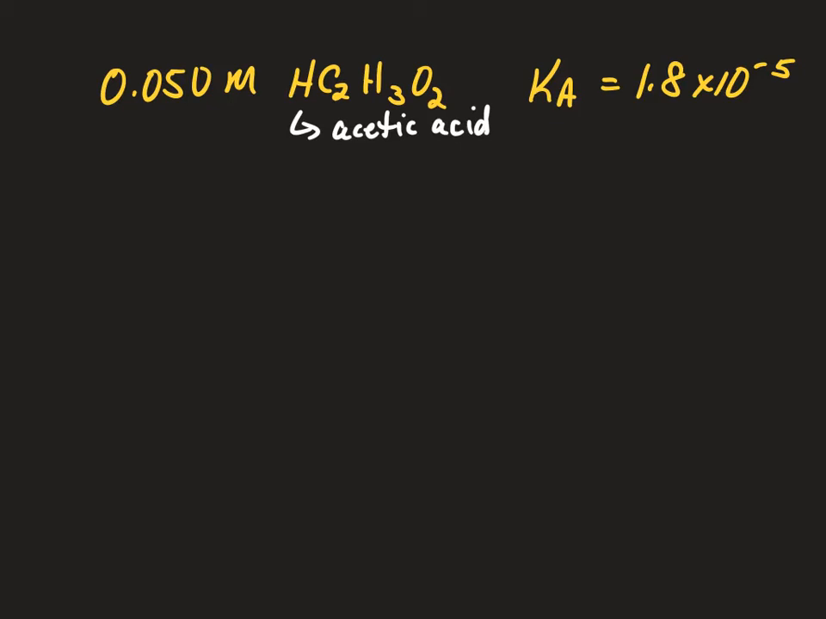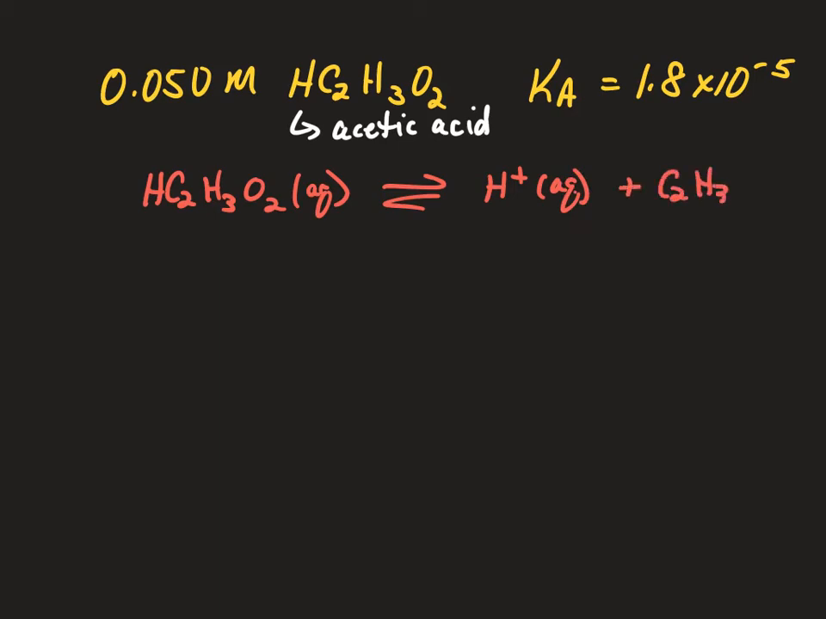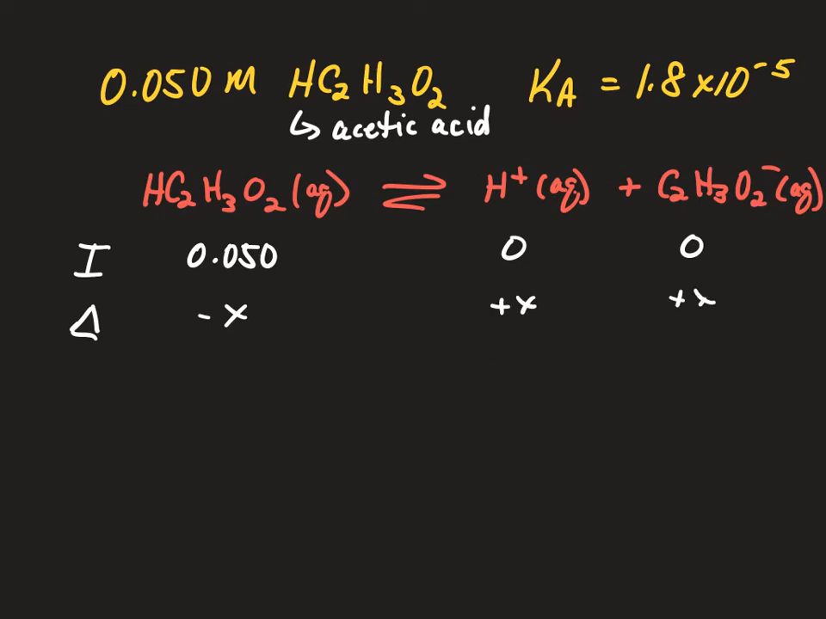Okay, so we write out our acid dissociation, right? Our acetic acid in aqueous solution is going to be in equilibrium with hydrogen ions and acetate ions, right? And if we look at our ice table, we have our initial concentration, which is 0.050 molar, none of that, none of that. That will change by minus x, plus x, plus x. When we reach equilibrium, we'll have 0.050 minus x, x, and x.